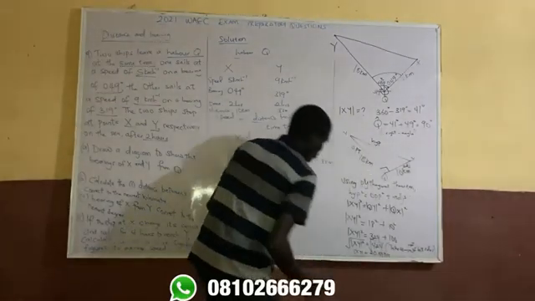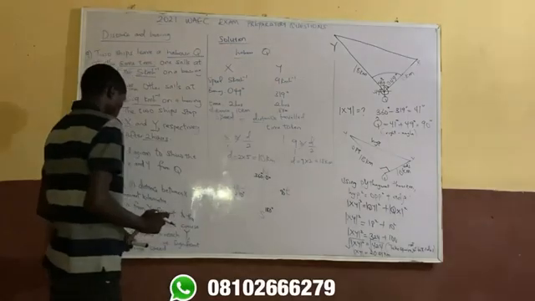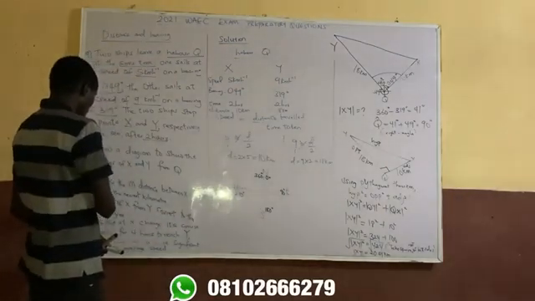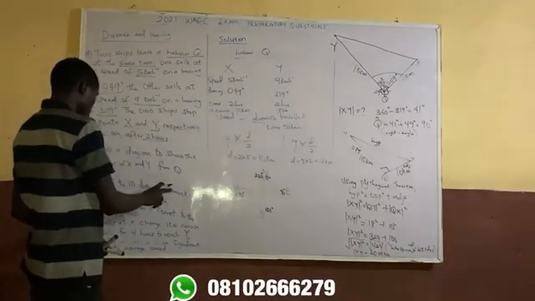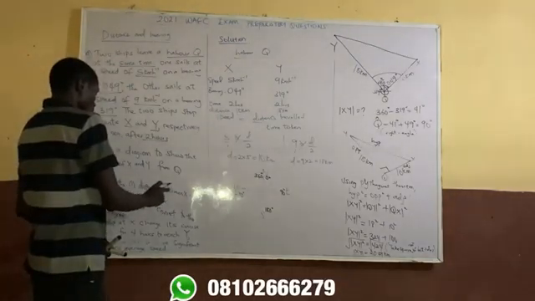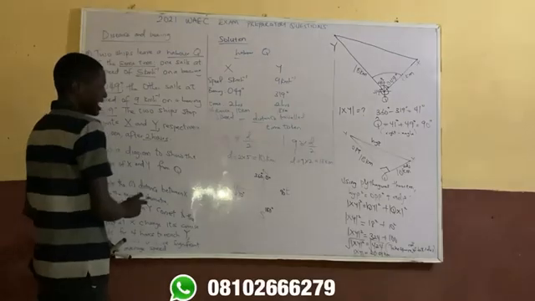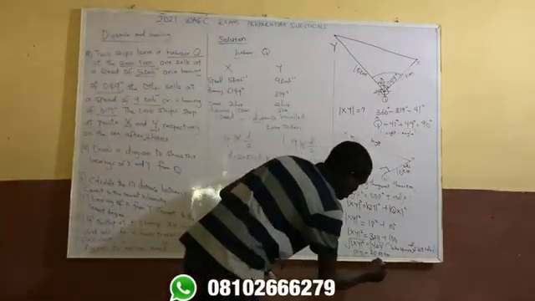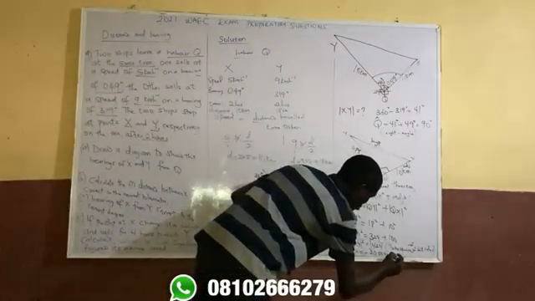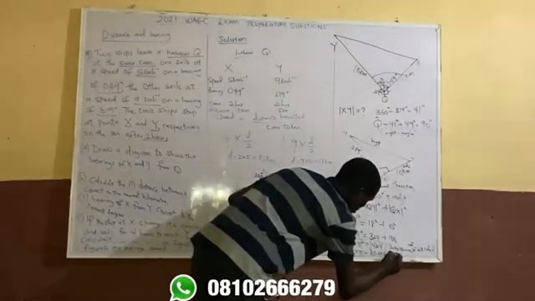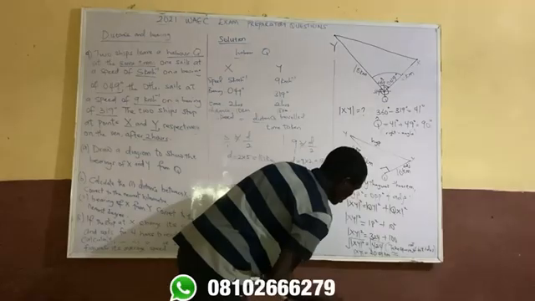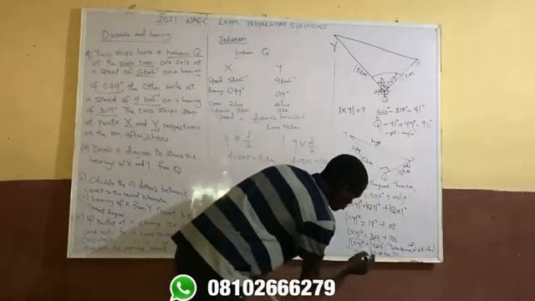Now the question says to the nearest what? Draw a diagram. Calculate the distance between x and y, correct to the nearest kilometer. Correct to the nearest kilometer means to the nearest whole number. This is the approximation sign. So correct to the nearest whole number.